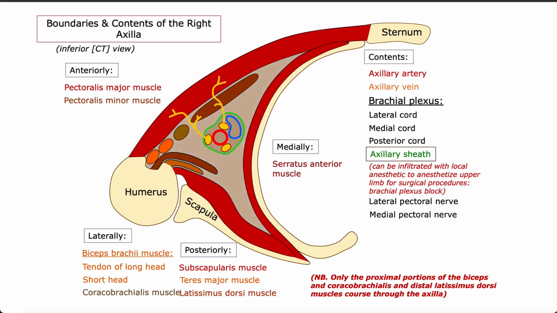Now, this whole space is filled with fat. So this fat is in the axilla. What do we call it? We call it axillary fat. And then, can you see these bean-shaped brownish structures? These are nothing but axillary lymph nodes.